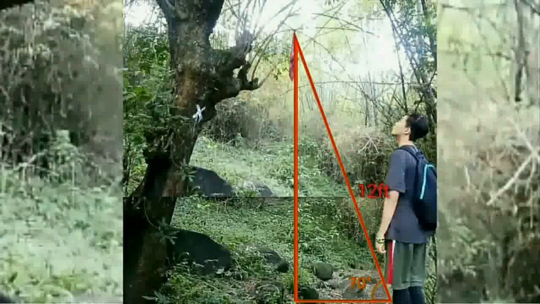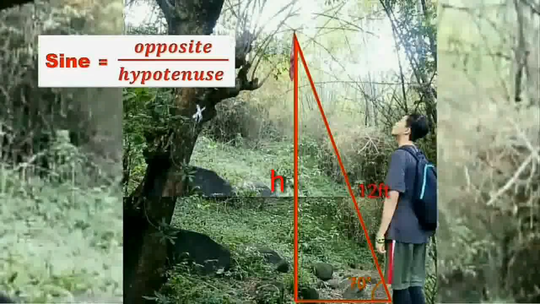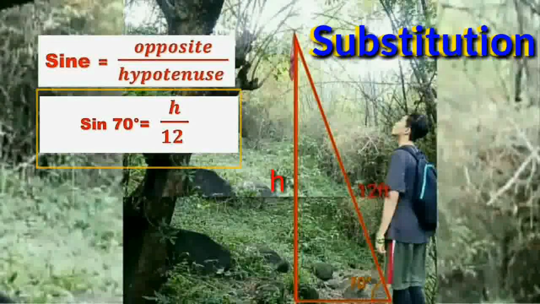In this problem, we are looking for the distance of the handkerchief from the ground, or the height denoted by h. The height is opposite the given angle of elevation, 70 degrees, while the hypotenuse measures 12 feet. Since the hypotenuse is given, and we are looking for the height, which is the opposite side, we can use sine, which is the ratio of opposite over hypotenuse.